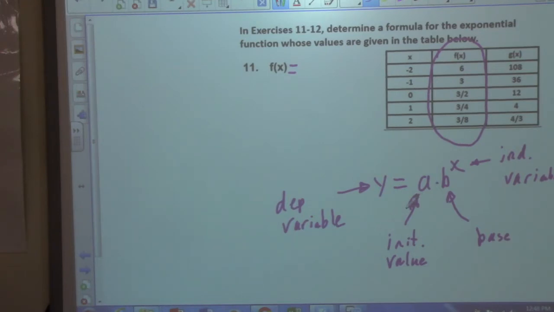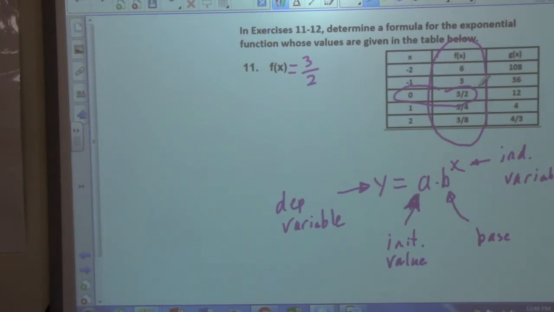What would be another synonym for initial value when it talks in terms of the graph? The y-intercept. What would be the y-intercept here? 3/2. So here's our y-intercept, right here. That's going to be in place of our a. Next, we're going to put our base here. What is our base going to be? I think it's 3.